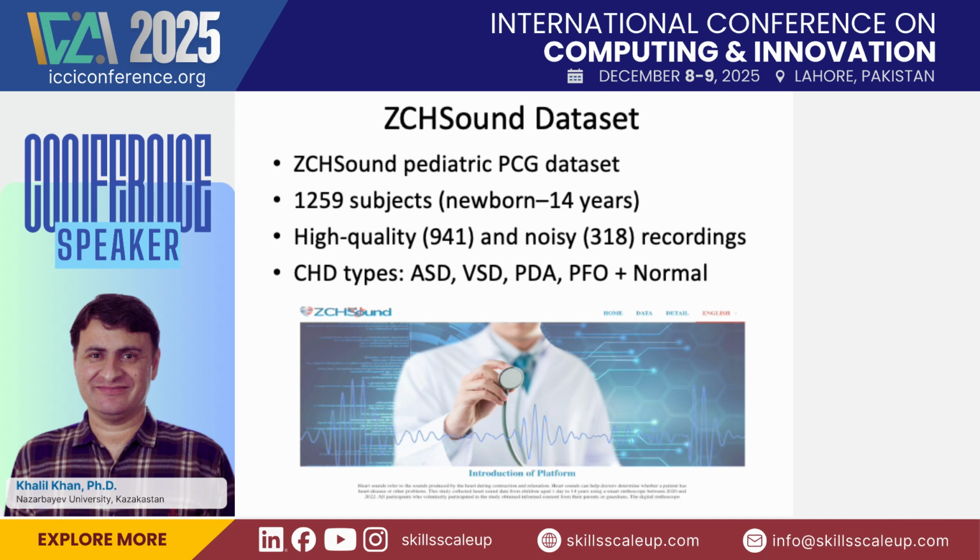They collected this data set from 1,259 different babies, and the age of all the babies is below 14 years. We have two kinds of recording, the high quality and the low quality. High quality is from 941 patients, and the low quality data is from 318 patients. They reported only 5 kinds of CHD: ASD, VSD, PDA, PFO, and normal. But this is one of the best data sets that can be used, and it's free for research. So we contacted them, and then we started training our model based on this data set.